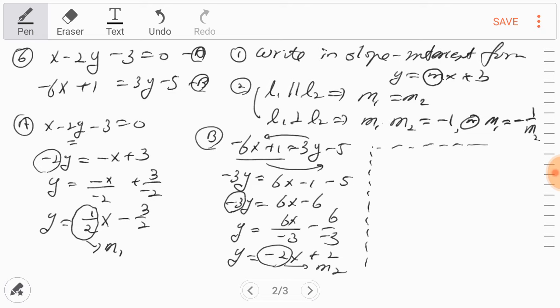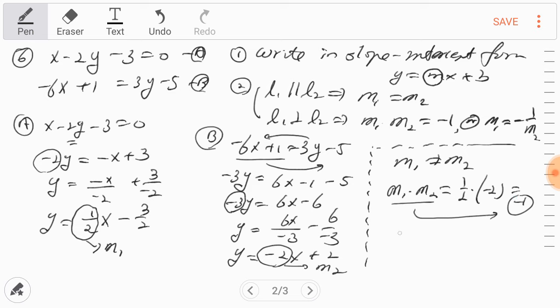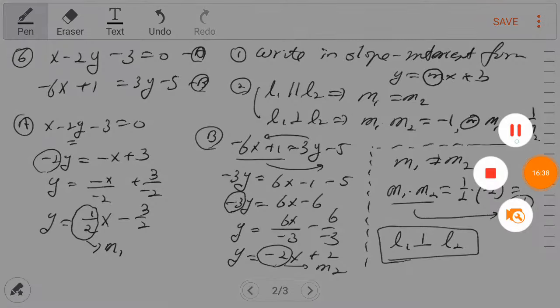m1 is not equal to m2, right? So they are not parallel. How about the product of m1 and m2? Multiply these two. So 1 over 2 times negative 2 is equal to negative 1, right? So the product is equal to negative 1, so the 2 lines are perpendicular.